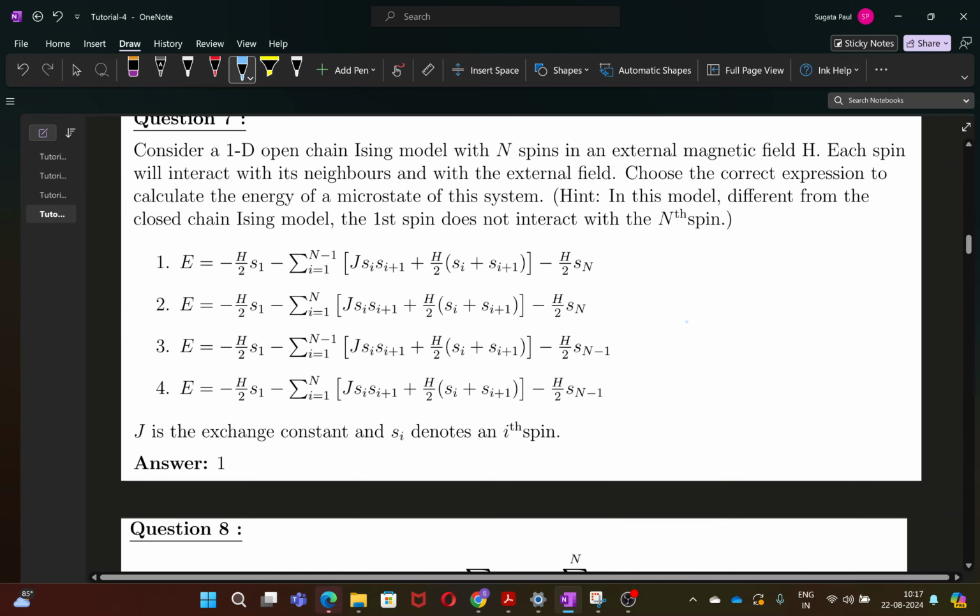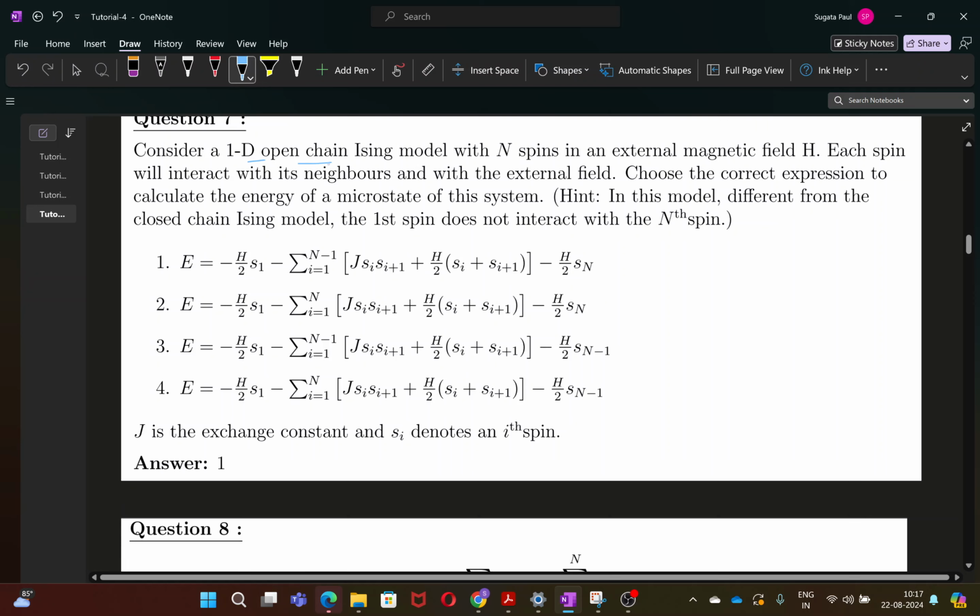Now, question number 7 is also a mathematical type question. Let us read this out. Consider a one-dimensional open chain Ising model with n spins in an external magnetic field H. So you have a 1D Ising model, like an open chain.